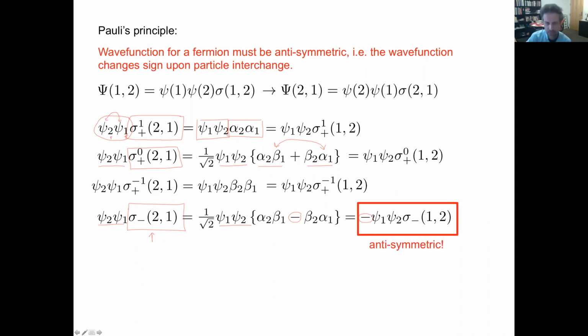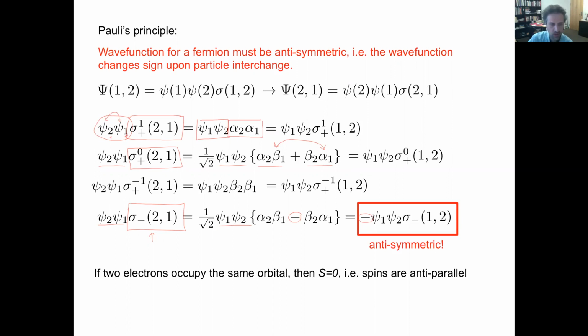This is the only antisymmetric wave function, the only valid one. And therefore, if two electrons occupy the same orbital, then you must have this final spin state, sigma minus, which is the one when S equals 0. When S equals 0, the two spins are counteracting, therefore they are anti-parallel. But just to underline this, this is the spin state. That is the spin state.